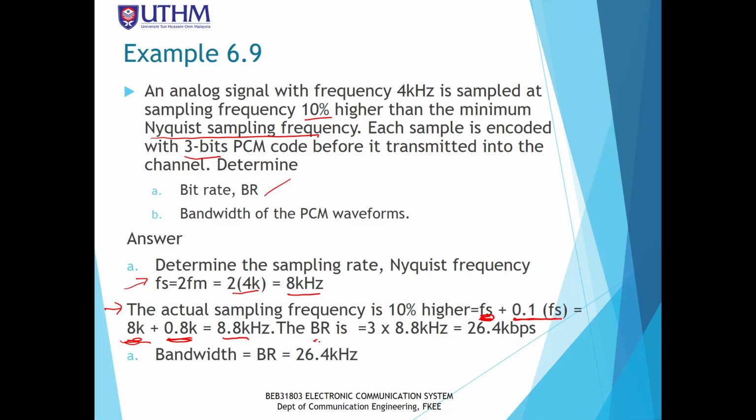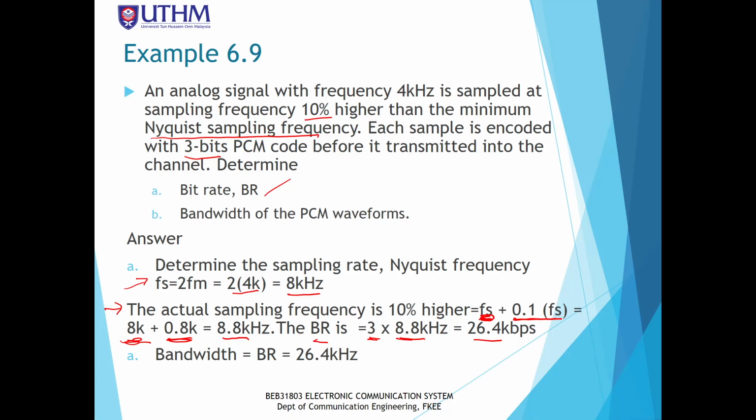Then the bit rate is equal to the number of bit used, 3 bit, multiplied with the sampling rate. So we get 26.4 kilobit per second. So 3 multiplied by 8.8 kilo, you're going to get 26.4 kilobit per second.